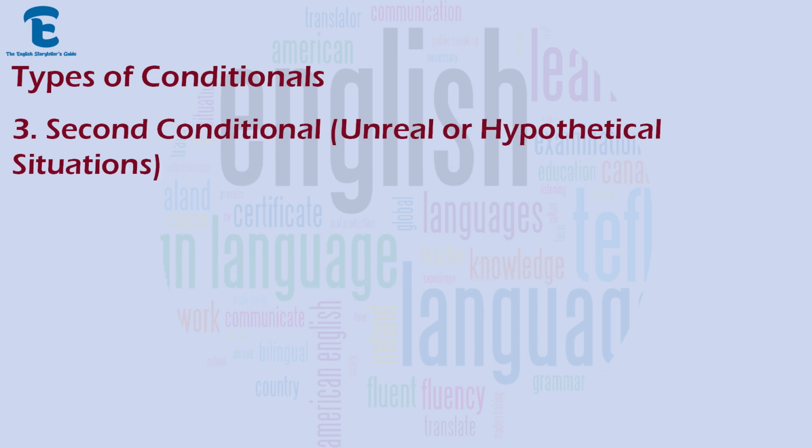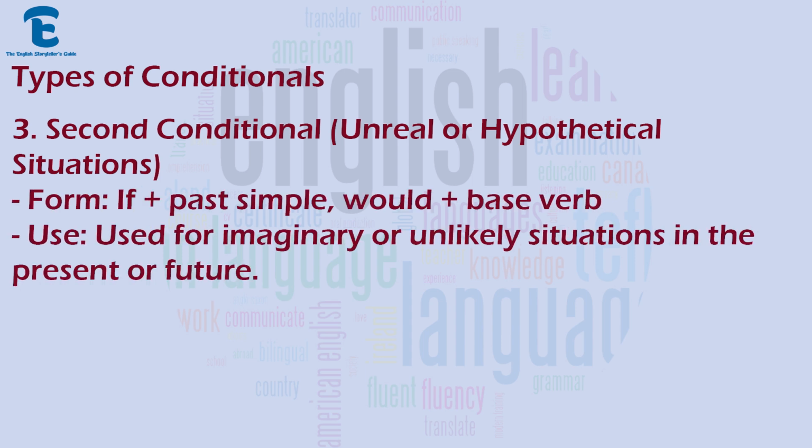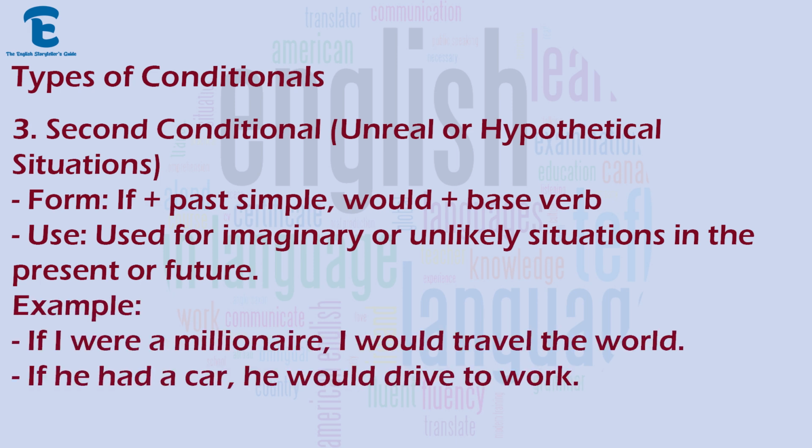Three. Second conditional, unreal or hypothetical situations. Form: if plus past simple, would plus base verb. Use: used for imaginary or unlikely situations in the present or future. Example: if I were a millionaire, I would travel the world. If he had a car, he would drive to work.